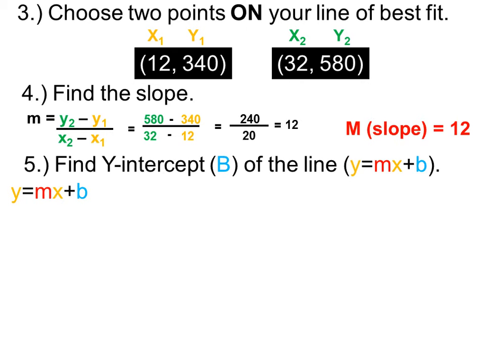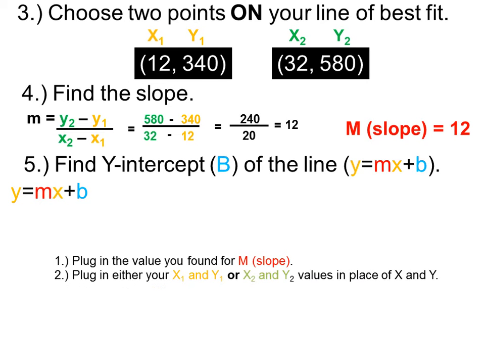To solve for the y-intercept, we're going to use the equation y equals mx plus b, and there are a few steps. First, plug in the value that you found for m, which was your slope. Second, plug in either your x1 and y1 or your x2 and y2 values. It doesn't matter which one. I just tend to use the one that I labeled as 1, which is why I have these written in yellow, to correspond with the colors up here. Third, solve for the value of b. Let's see what this would look like.